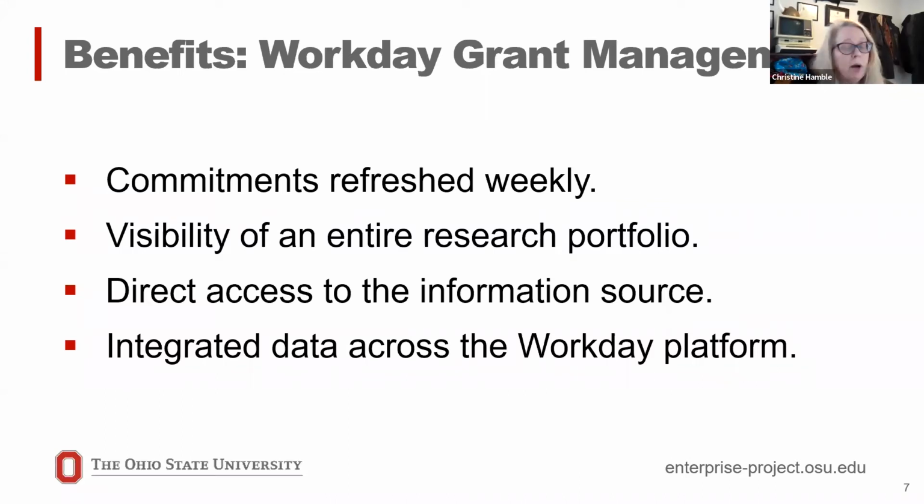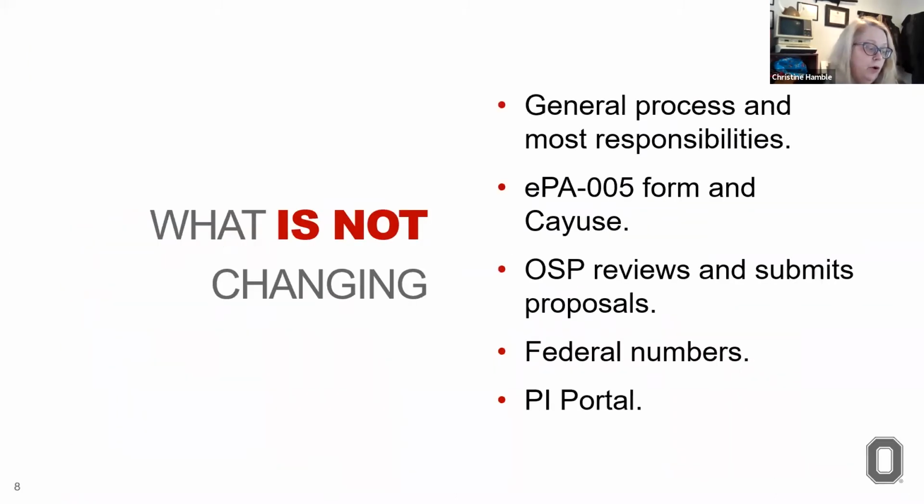Just in general, it is a modern system that is easy to use. Although many things are changing, not everything is changing. The general process from proposal to closeout remains the same. You'll still be looking for funding opportunities and submitting proposals. You'll still use the proposal authorization form or the EPA 005 to gather and record the approvals to submit the proposal. Cayuse will still be available, or other sponsor systems like Fastlane that you would use to submit proposals. All of that stays the same.